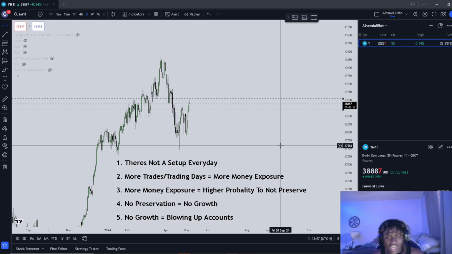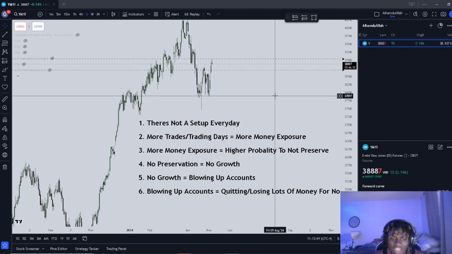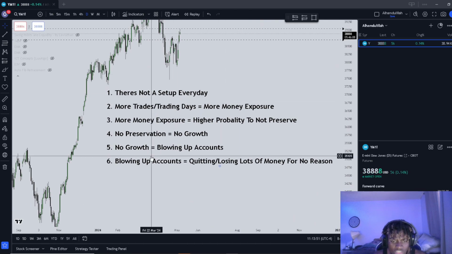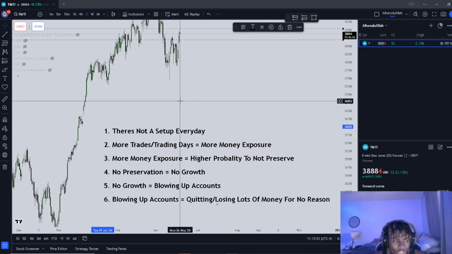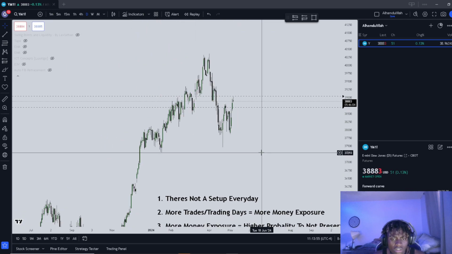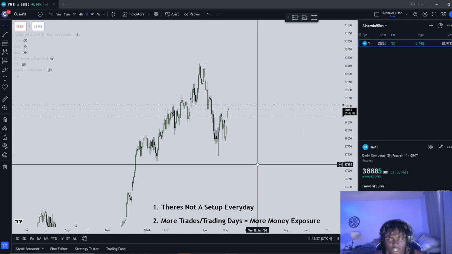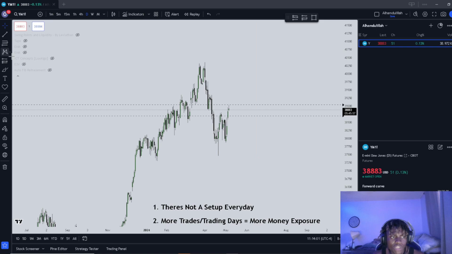Let me go ahead and show you guys properly how you should be trading, and let me go ahead and explain to you guys these 6 reasons why you shouldn't be trading every day. Now, let's go ahead and do this. So first thing you need to do is draw out your levels or draw your Fibonacci retracement. Let's go ahead and jump straight into it.